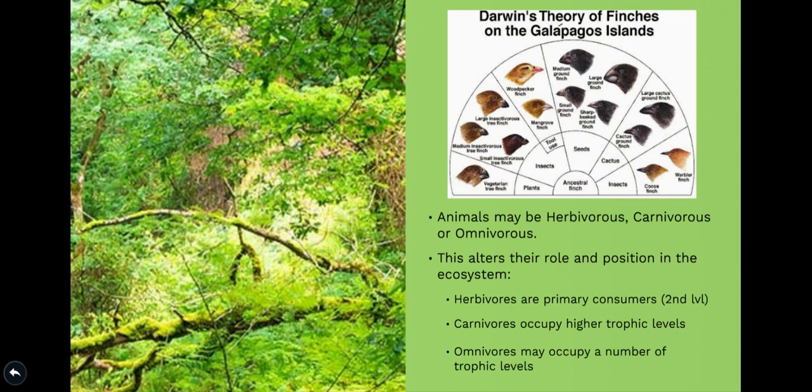Omnivores may occupy a number of different trophic levels. For example, if they are eating plant material, they're feeding at the 2nd level, and if they're eating animals, then they're eating at the 3rd or the 4th level. And this is really important, so they can change their trophic level depending on what they tend to eat.